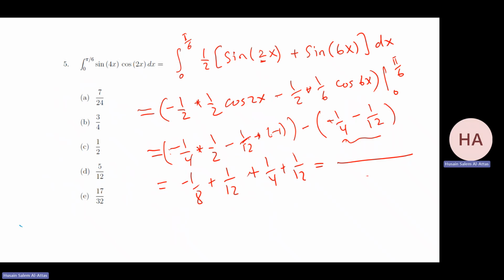So I can combine this over 24. 24 over 8 will be -3, that will be +2, that will be +6, that will be +2. That gives me 8, 10 minus 3, 7 over 24. Which is this?